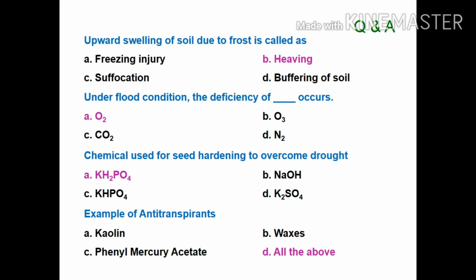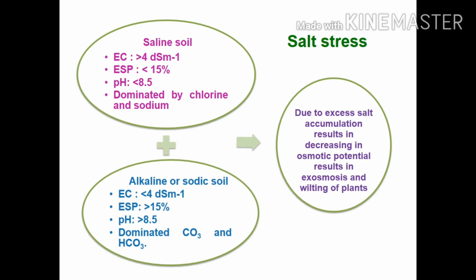Good friends, we have so far seen the two stresses, light and temperature stresses. Now the salt stress. The salt stress is due to excess salt accumulation that results in a decrease in osmotic potential, which results in exosmosis and wilting of plants. There are two types of salt stress, the saline soil and alkaline or sodic soil.